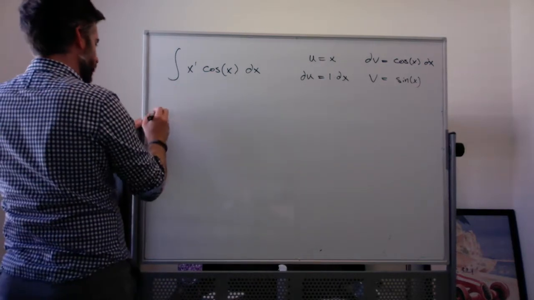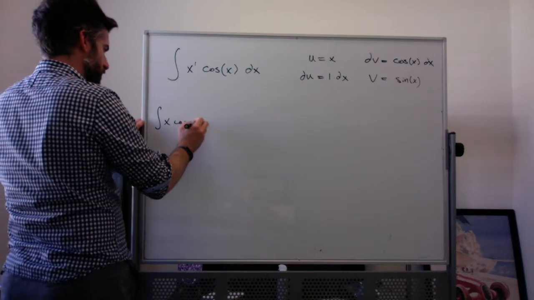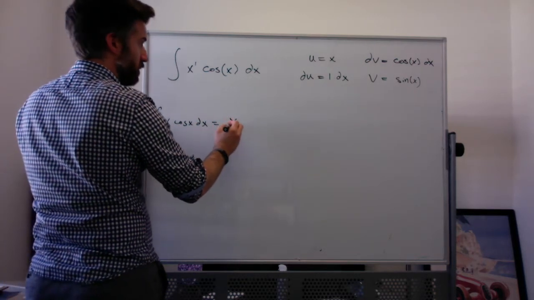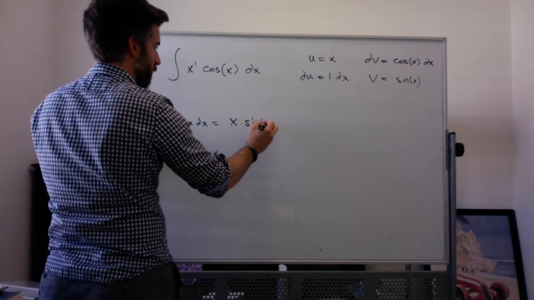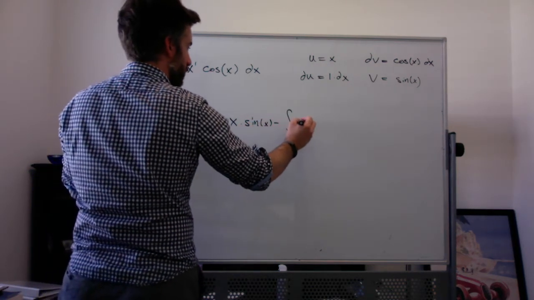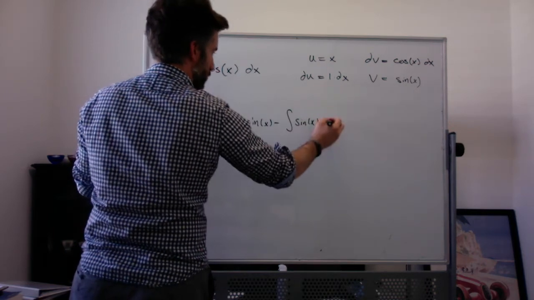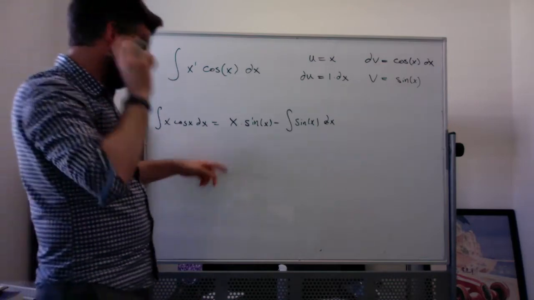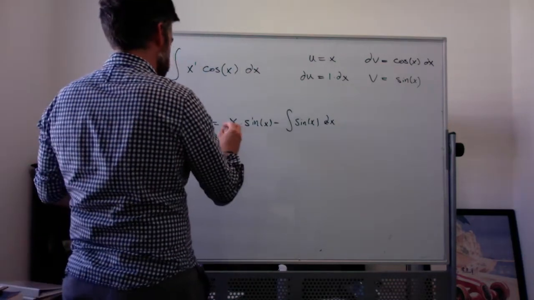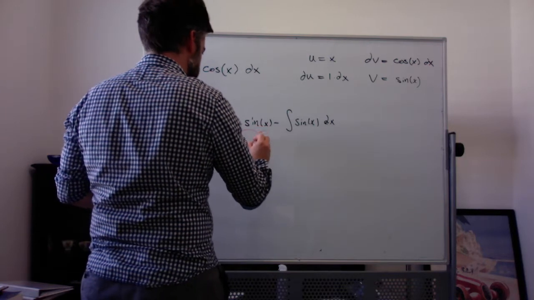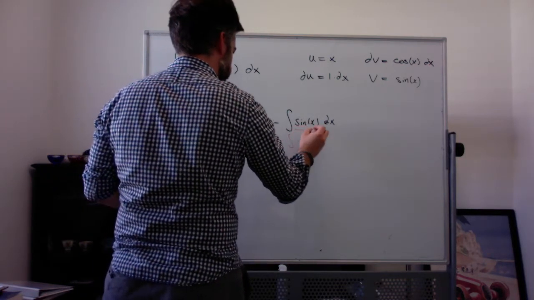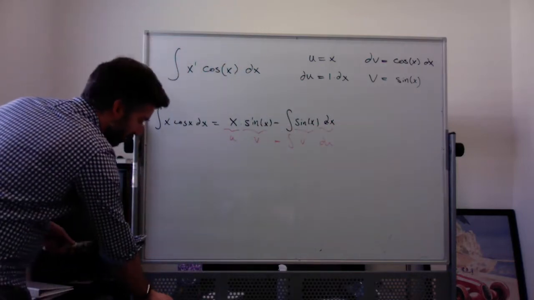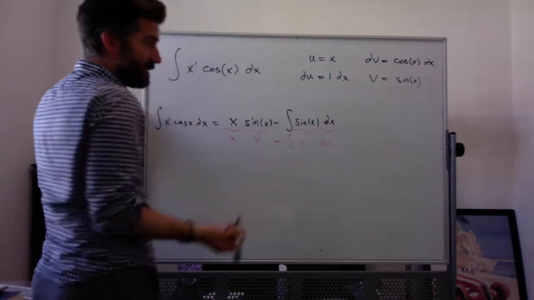Alright, so rewriting my integral, and I often like to actually write the integral again. So the integral of x times cosine of x dx is u, which is x, times v, which is sine of x, minus the integral of v, sine of x, du, which is just dx. So you're never actually writing the u's and v's, you're just replacing what u and v are equal to. Just as a reminder, this is u, this is v, this is minus the integral of v du. And the whole point is that now this thing is easier to integrate.